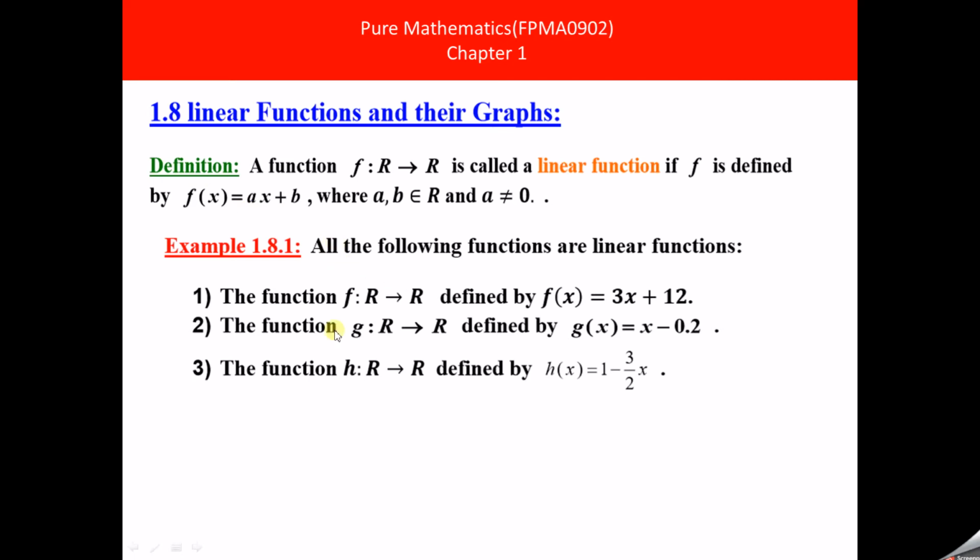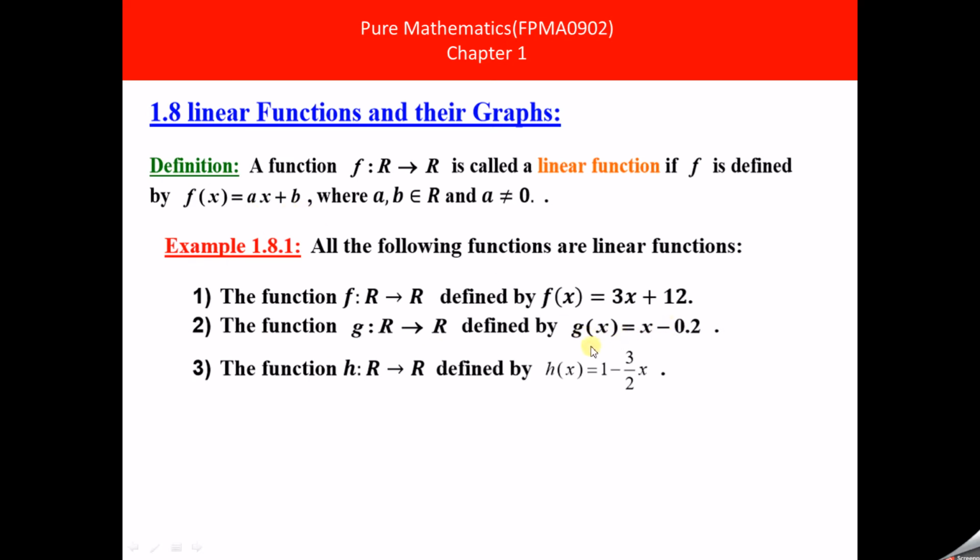For example, we have some linear functions here. The function f from R to R defined by f(x) = 3x + 12 is a linear function where the power of x is 1 and the coefficient of x is 3. That means in place of a, 3 is taken, a is 3 here and b is 12. So with a as 3 and b as 12, we are getting this linear function f(x) = 3x + 12. Similarly, if we choose two other different values for a and b, we will get another linear function.